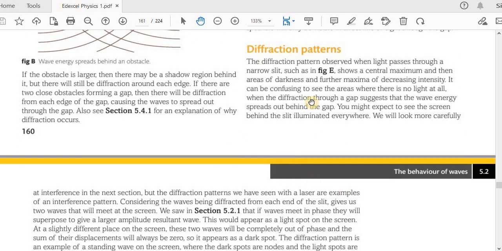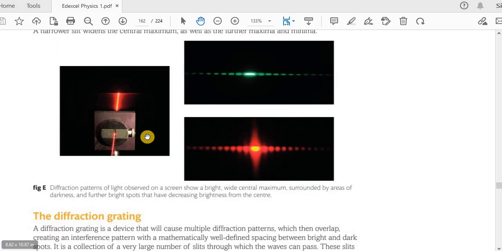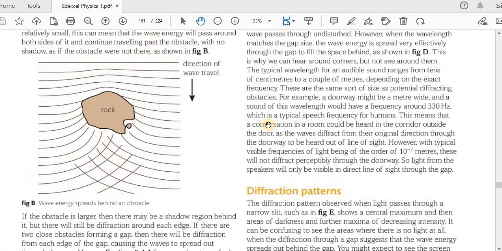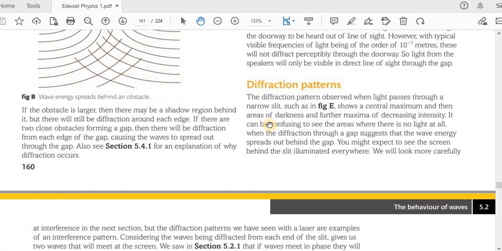Diffraction patterns. The diffraction pattern observed when light passes through a narrow slit, such as in figure E. Okay, so this is about diffraction of light.